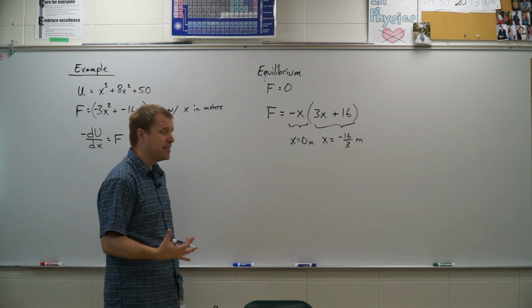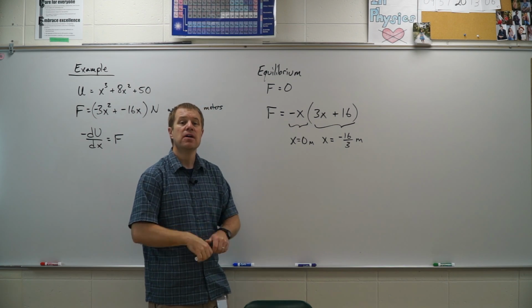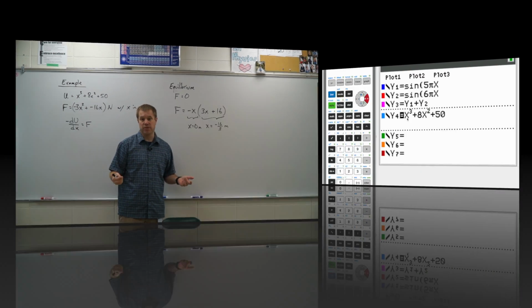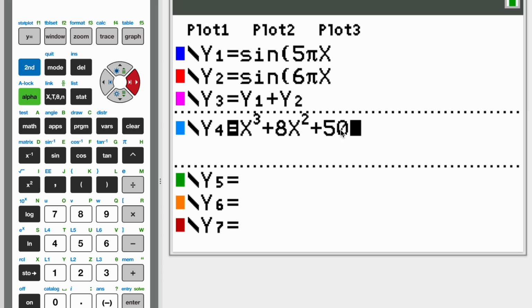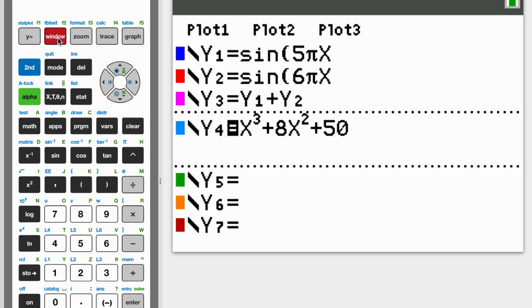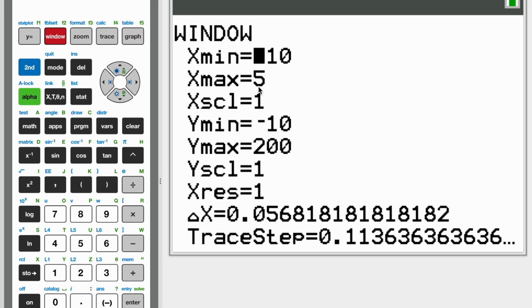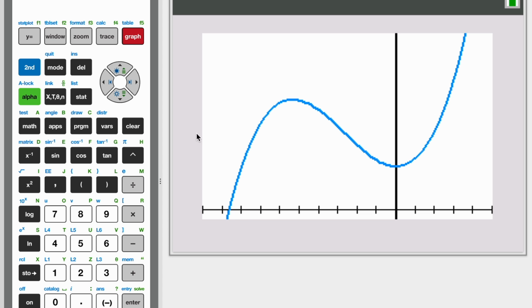Now to test to see if they are stable or unstable, let's hop over to the computer and graph those. I have a cubic function and a plus 50 intercept. So when I go to my window here, I'm going to go from negative 10 to positive 5, so that'll have those two points of interest, the negative 16 thirds and the 0. I'm going to have to go from negative 10 to 200 to see this whole graph here. So when I graph this, I get this nice cubic function that I was looking for. I have my two points of interest. So now let's decide if they are stable or unstable. Let's head back to the board.